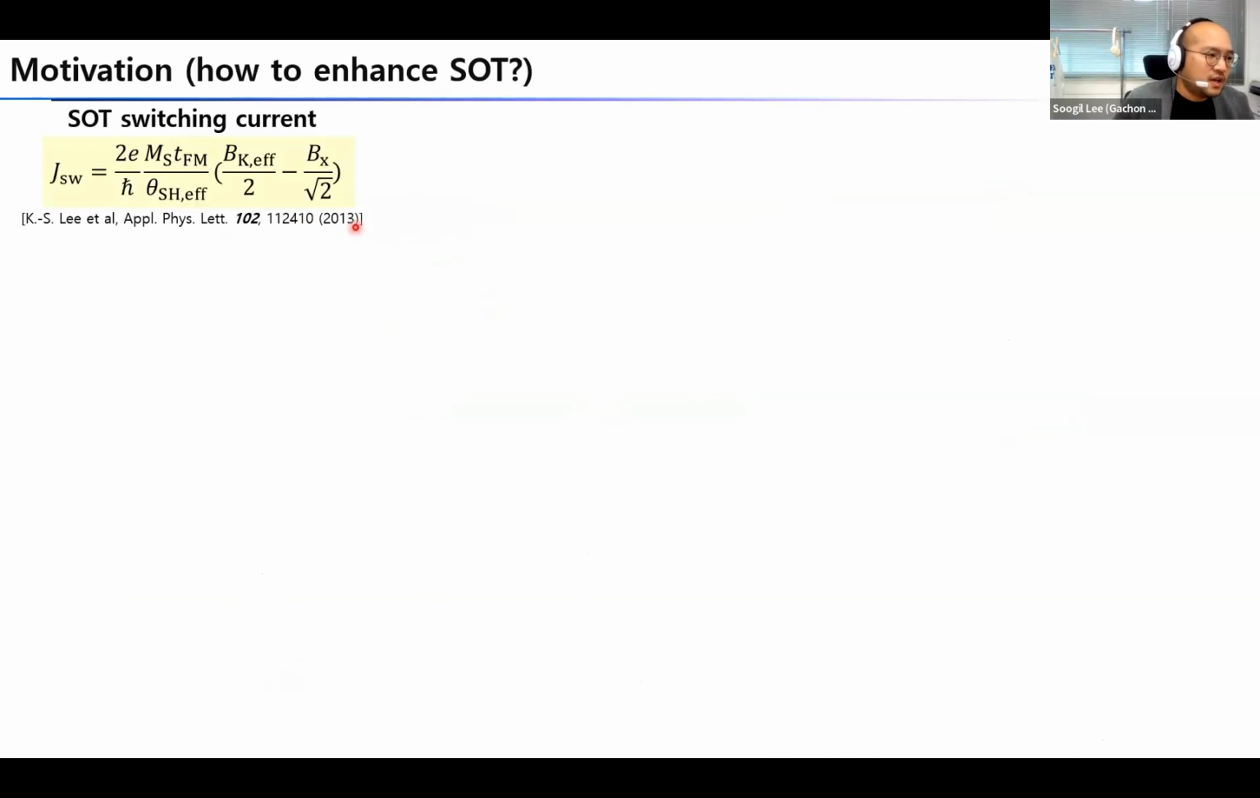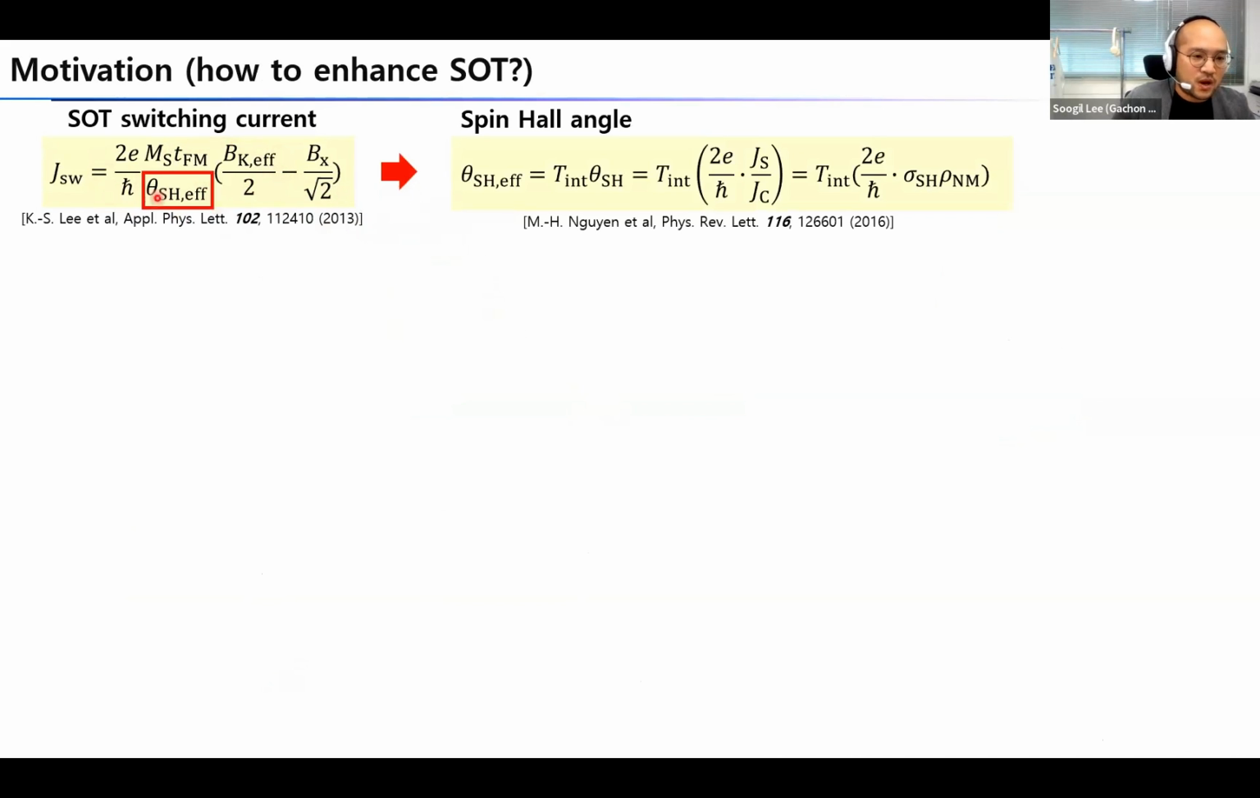Now we examine more carefully the spin orbit torque switching current, this JSW. To achieve a low switching current, there are a few options to reduce it, as you can see here. Many studies concentrate on enhancing the effective spin Hall angle. This effective spin Hall angle can be expressed by several physical parameters, such as the spin transparency, this T, the spin Hall conductivity, this sigma, and the non-magnetic resistivity, this rho. So we can control this effective spin Hall angle by modifying these physical parameters.